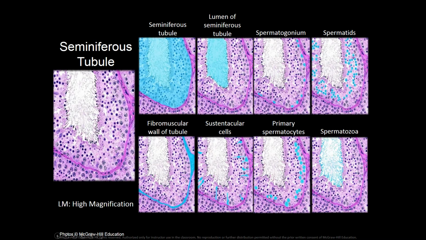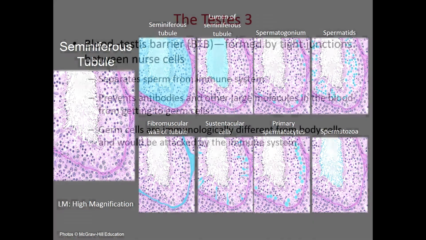So here you can see primary spermatocytes developing, and then in here you have secondary spermatocytes, and you will have a spermatozoa here and spermatids in here. So this name, spermatogonium or spermatogonia, will be the most immature cells.